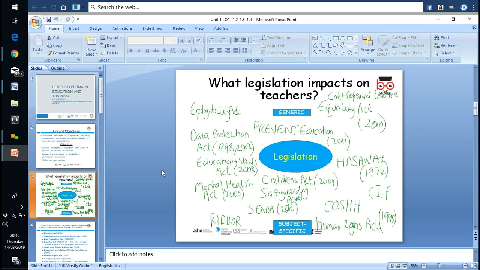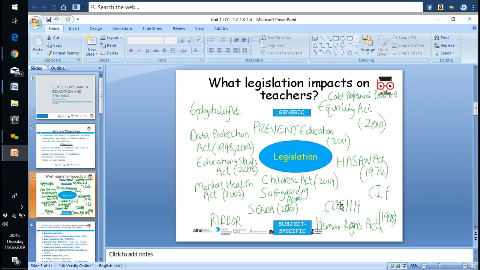So, what legislation impacts on teachers? I looked at Prevent, education, and there's a whole host here: the Employability Act, the Employment Act, and I think I looked at the Children's Act as well. There are the Codes of Professional Practice, the Equality Act, the Health and Safety at Work Act, the Children's Act, Safeguarding, SEND, COSHH.